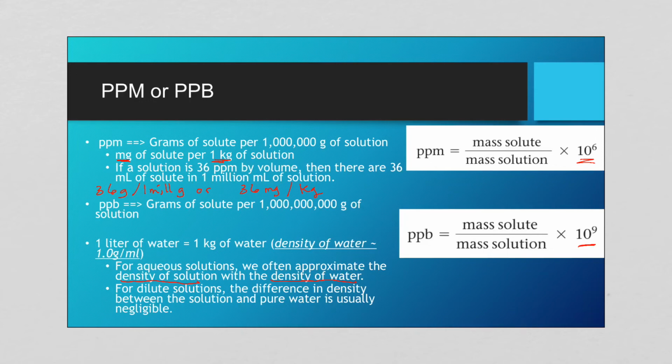And remember, the density of water is approximately 1 gram per milliliter under normal temperatures. Okay, so these are our parts based units. So mass percent, parts per million, parts per billion.